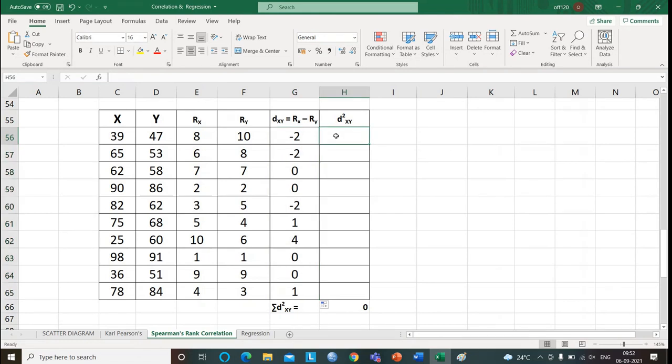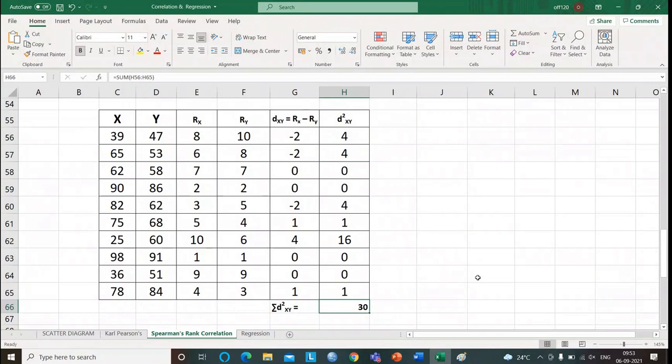Now 2 square is 4. 2 again, 2 square is 4. 0, 0, 4. 1 square is 1. 4 square is 16. 0, 0, and 1. So by squaring all the values and then adding those values, I got summation d square is equal to 30.